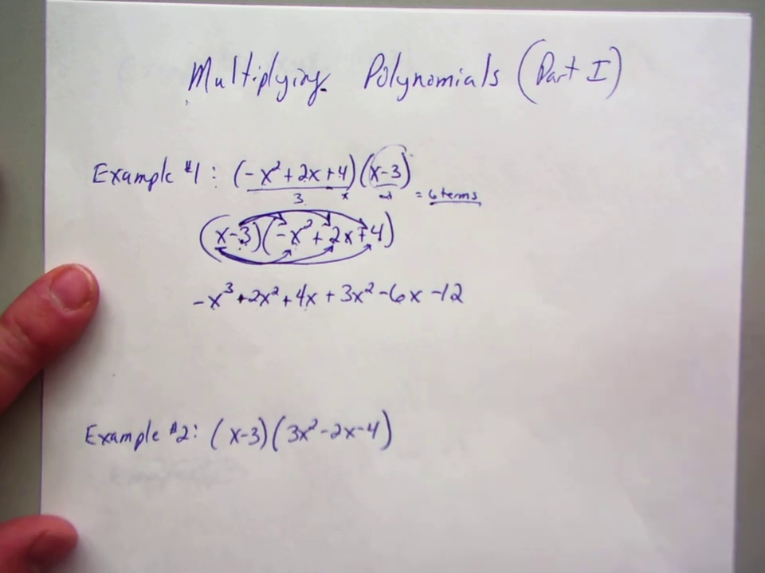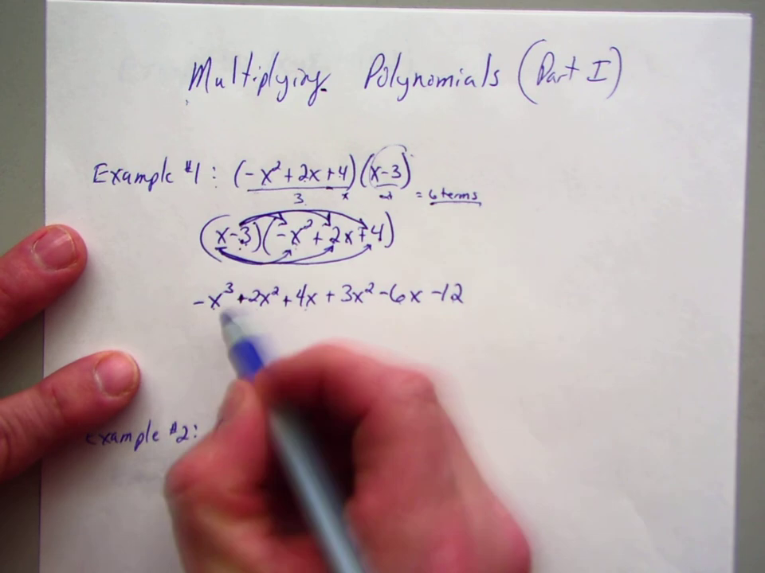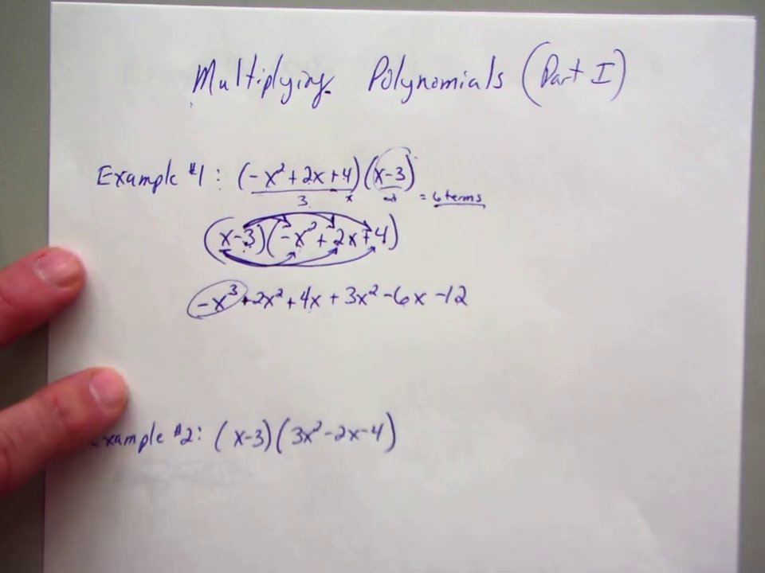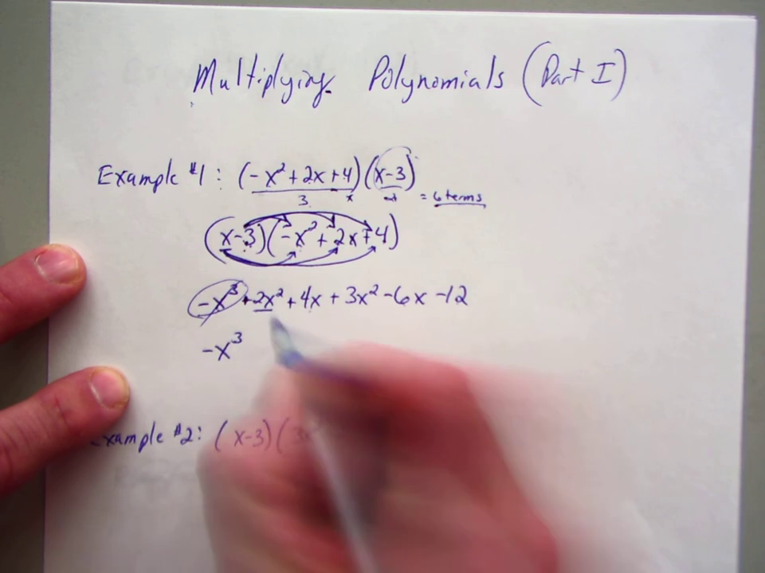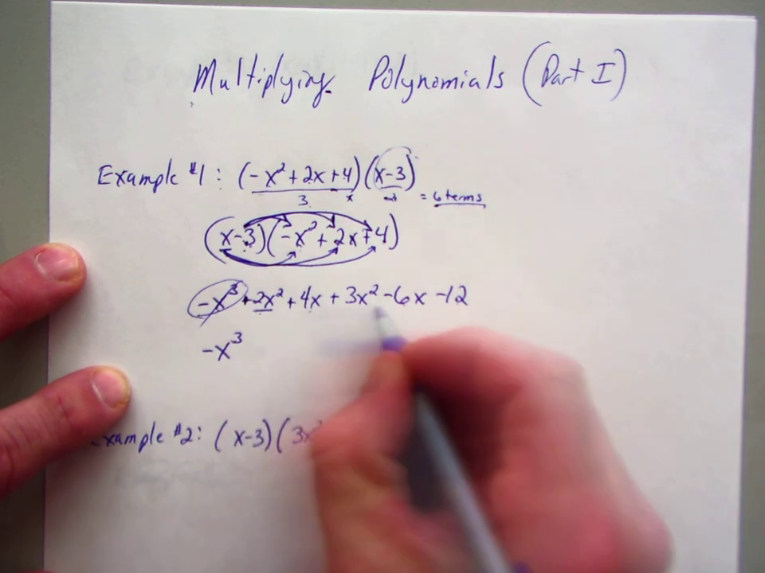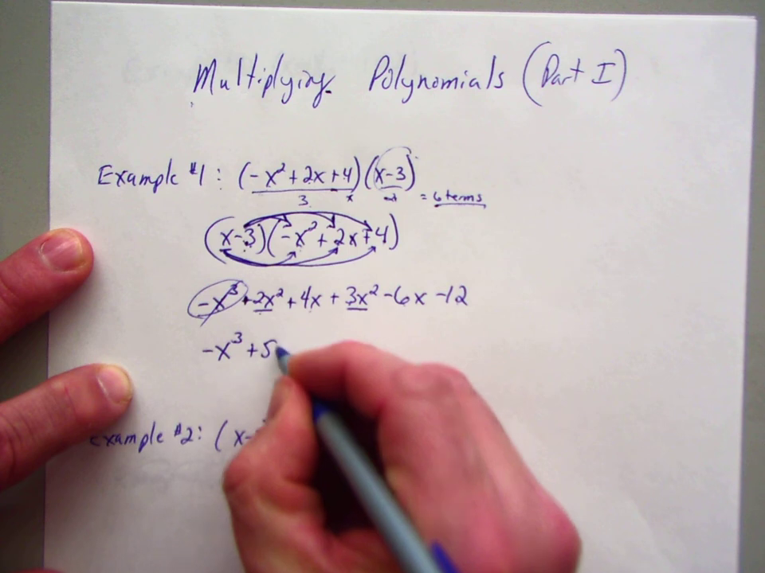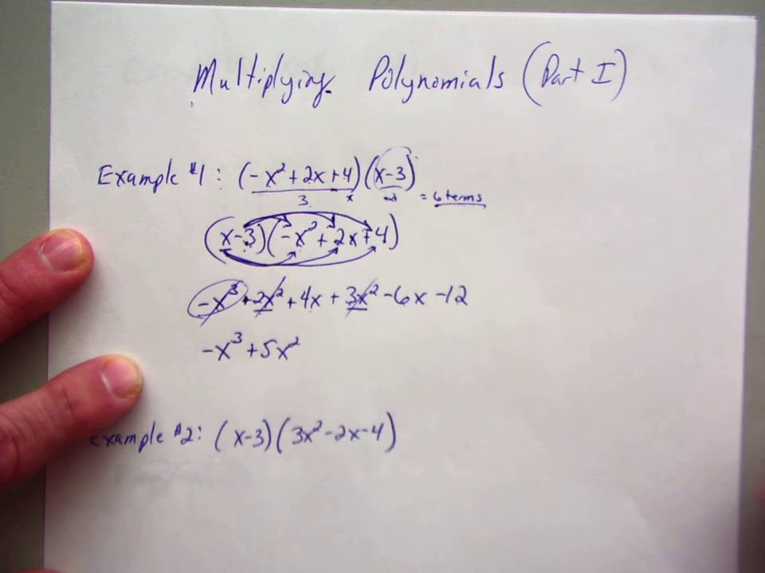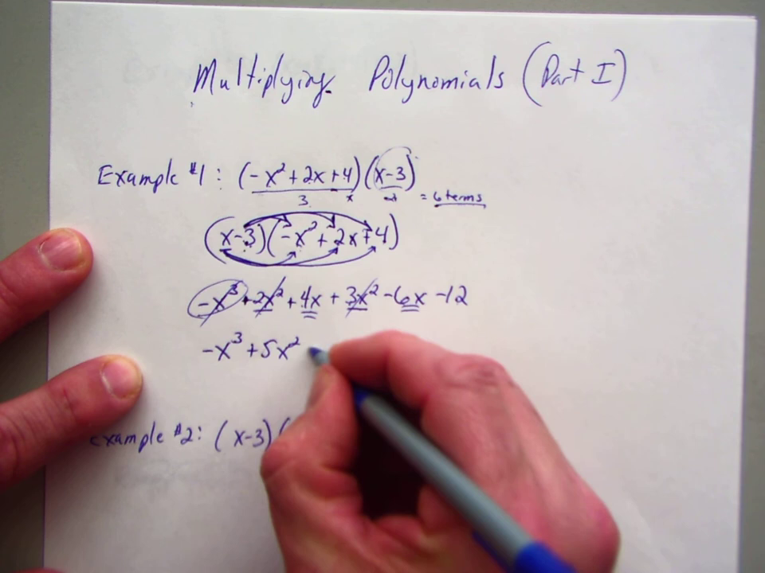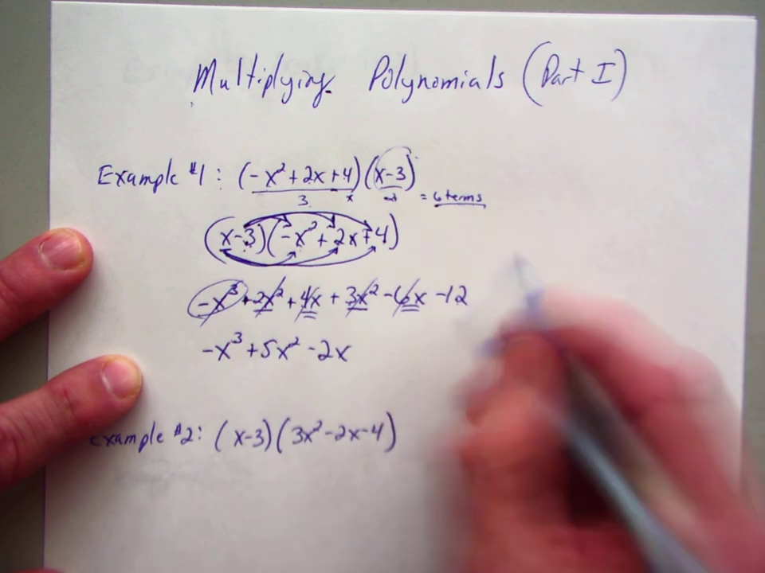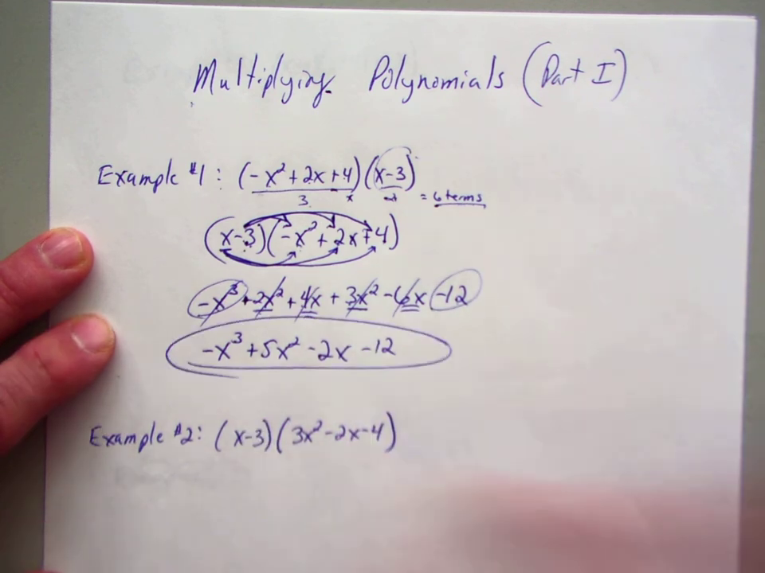Now this goes right back to adding and subtracting polynomials. Just combine like terms. Here's my biggest one, a cubic. It's the only one, so I can just keep that. Quadratic is my next largest, so I have a quadratic here and here. A 3 and a 2 gives me 5x squared. Linear terms, I have a 4 and a negative 6, so that gives me a negative 2x. And then I just have one constant term, so I just write that. And then I am finished.